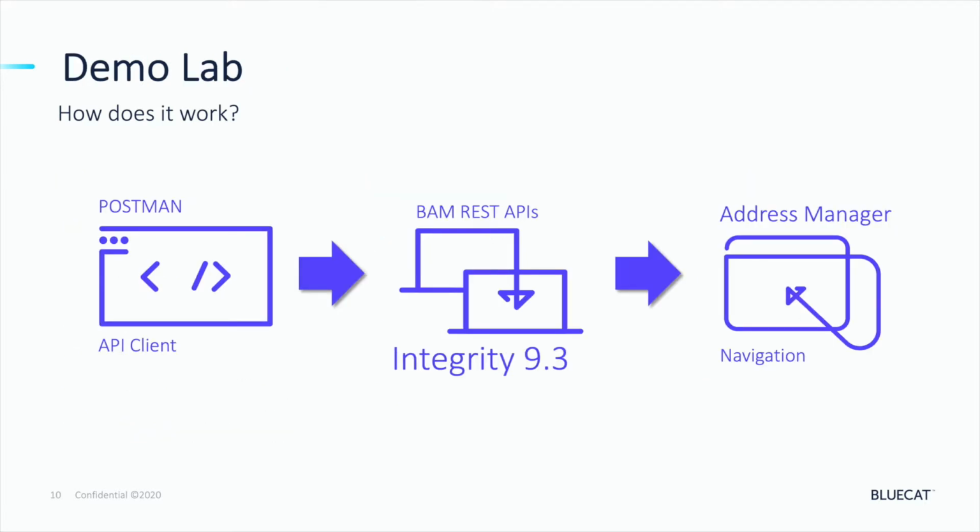We're going to be using Postman as an API client, making BAM REST API calls to Integrity 9.3. We'll also be looking at how the user-defined links themselves appear in Address Manager and how they can be used for navigation.